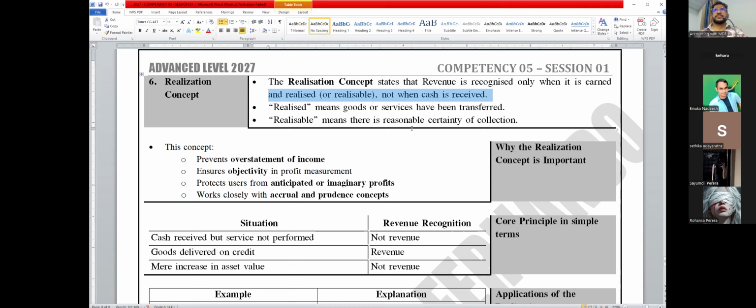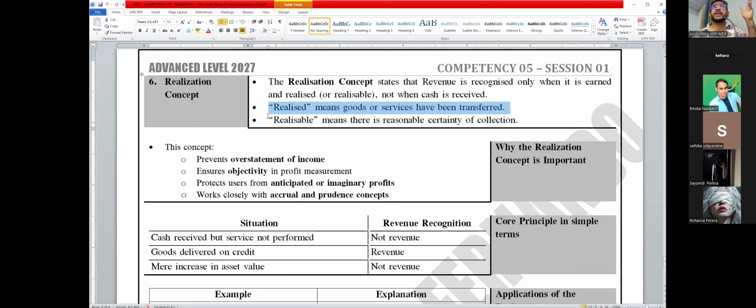Realized means the term realized means goods or services have been transferred. Always remember, a sale is expected. You can realize the income whenever you have transferred the ownership of the asset. Then only the income is realized. The next is, the term realizable means there is a reasonable certainty of collection.